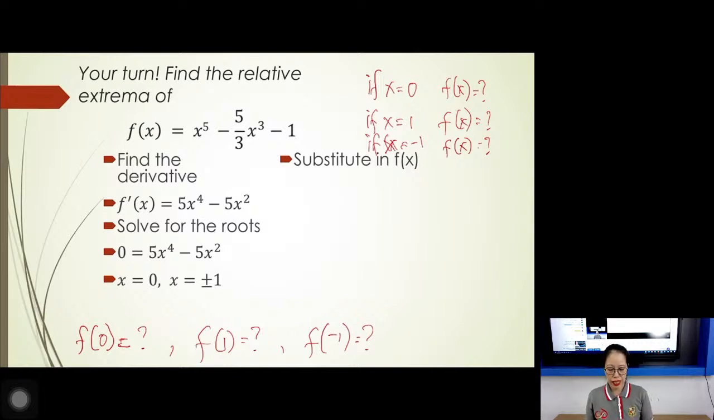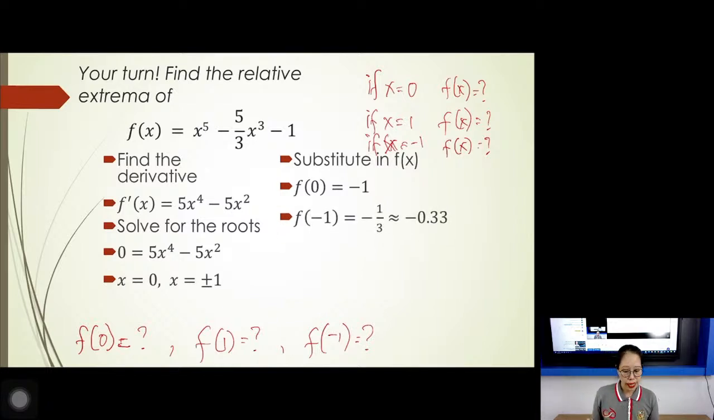Yeah, that's correct. Okay. So let's reveal now our answers. So if x is equal to 0, of course it is 1. That's the easiest one. Everything will turn to 0 except the constant. Yes. What about if x is equal to -1? We arrive here with -1/3, or that is approximately -0.33.